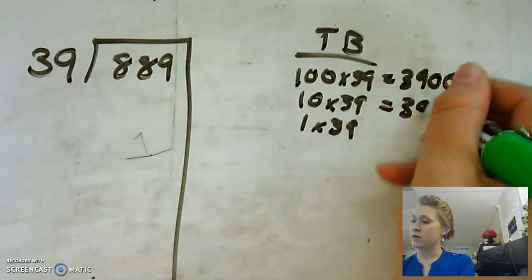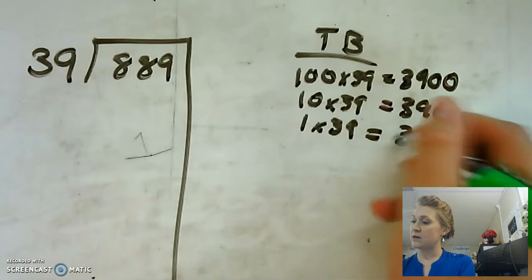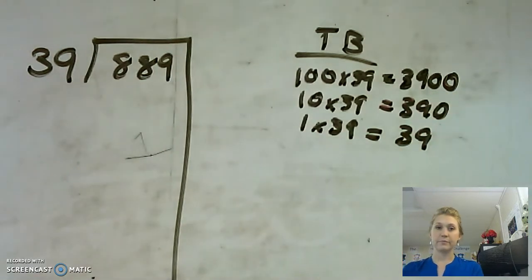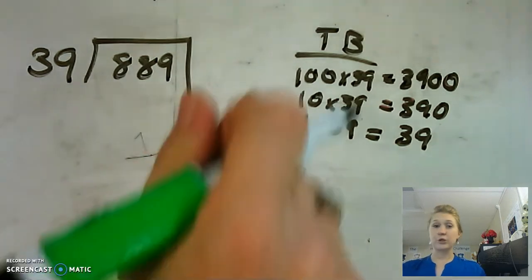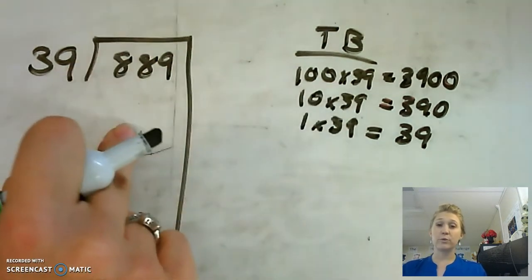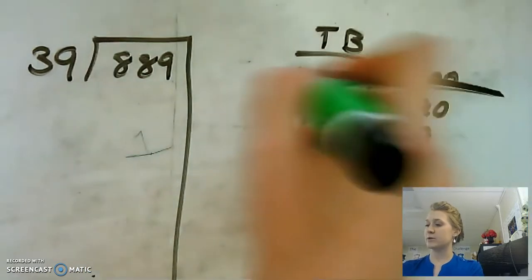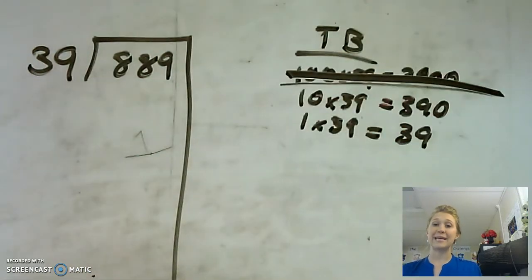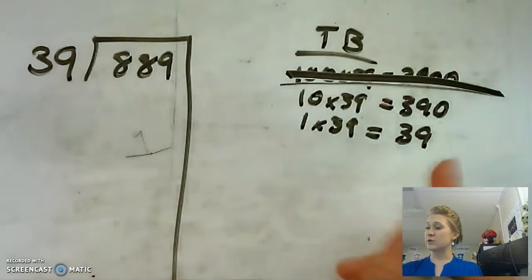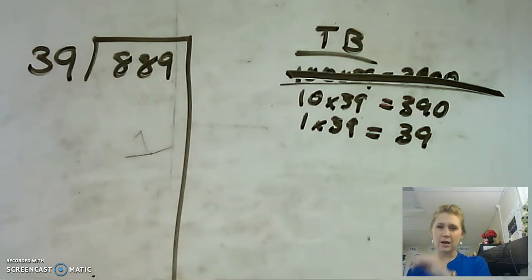3,900, 390, and 39. Okay. Using friendly numbers is the way to go. Put your number on the outside and your answer below. My hundreds numbers are too big, so we're going to my tens numbers. Okay, 10 times 39 is 390. I bet I could go a little bit higher.